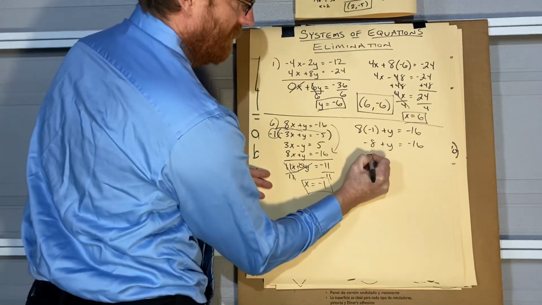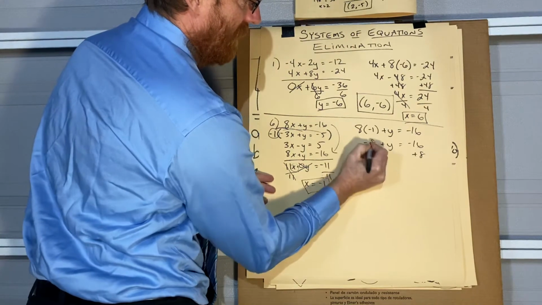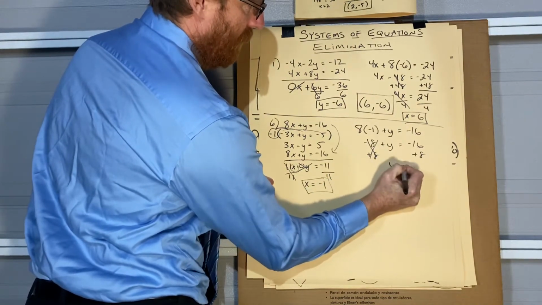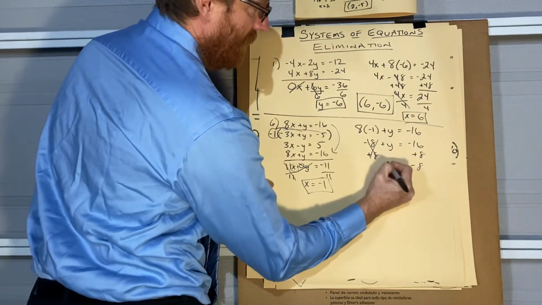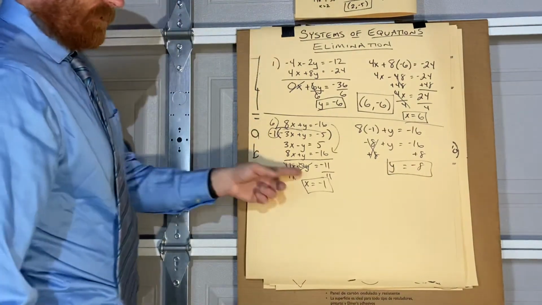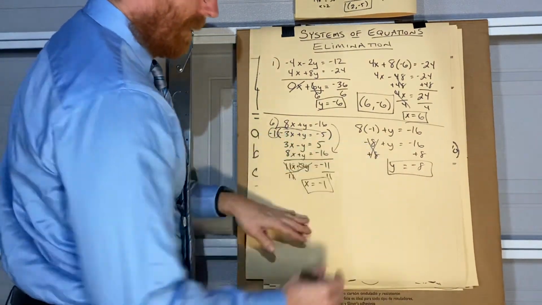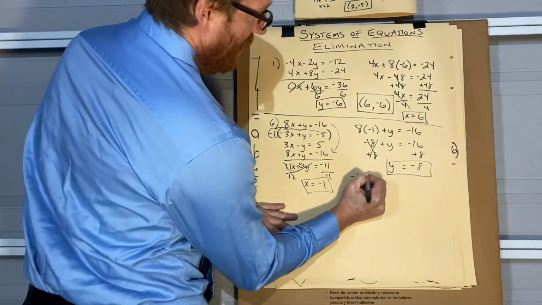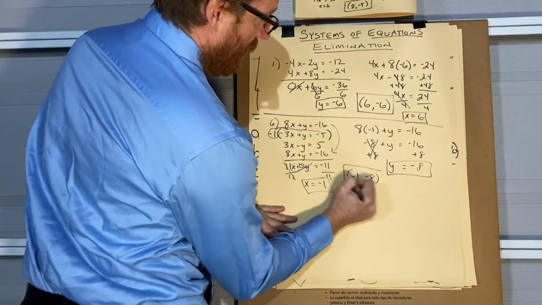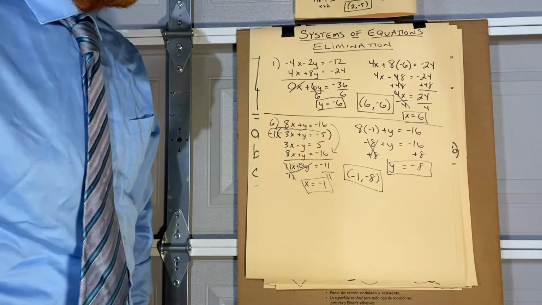I've got to get the y by itself, so I'm going to add 8 to both sides to get this to cancel out. I'm left with y equals -8. That's another part of my answer. If I put those two pieces together, I get the x, y point is -1, -8 as a point. I box it in.